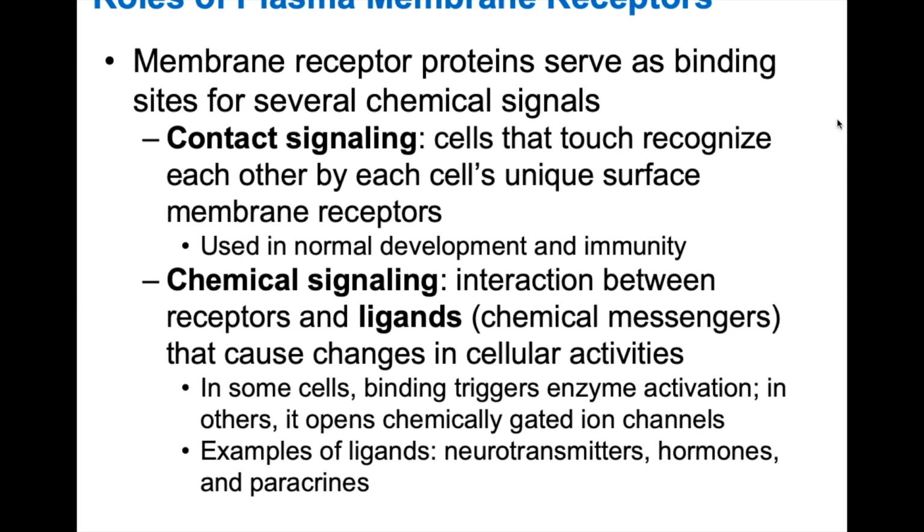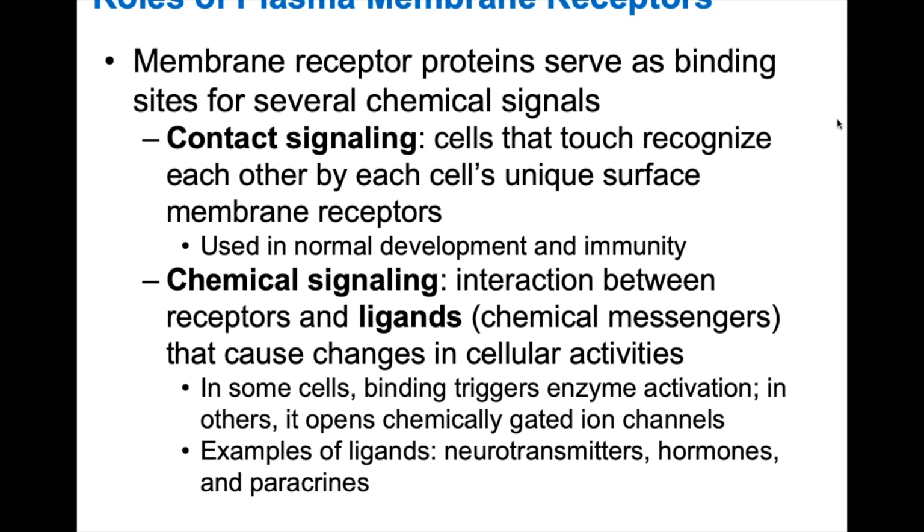Okay, so our plasma membrane receptors, these are a little bit different from our CAMs. So what do they do? They're involved in signaling. Signals are really important because cells can't just walk up to each other and talk. They have to rely on chemical signals and things like that. So the membrane receptor proteins serve as binding sites for chemical signals. Contact signaling is when cells are touching each other and recognizing each other by specific surface membrane receptors. This is common with our immune cells.